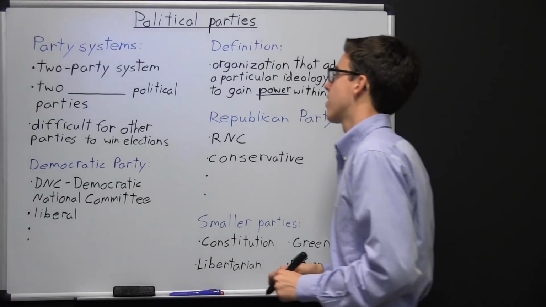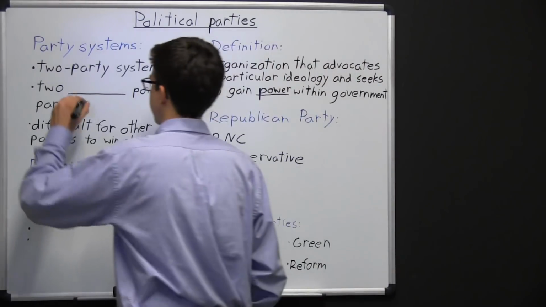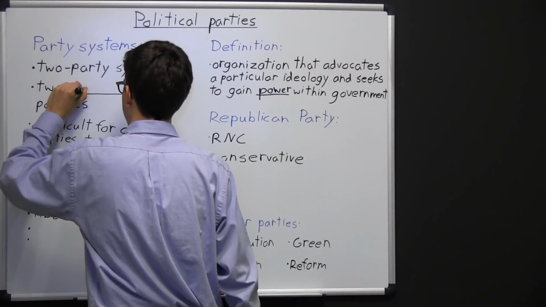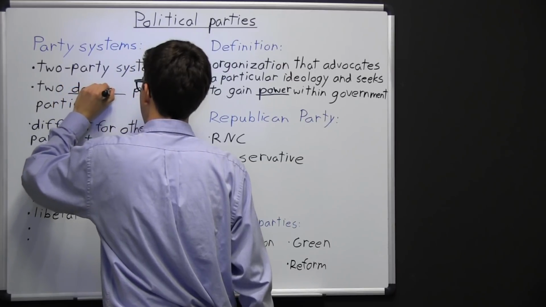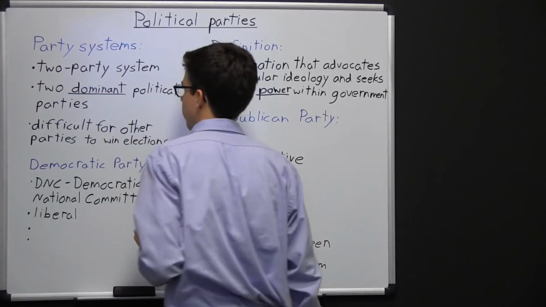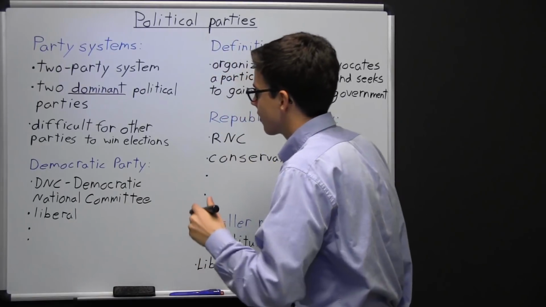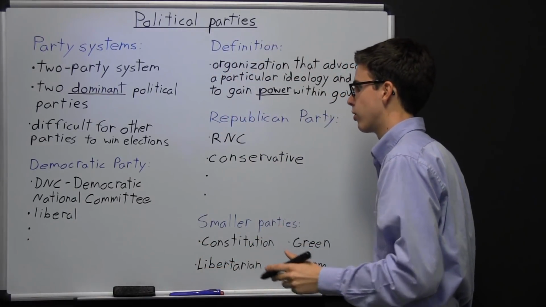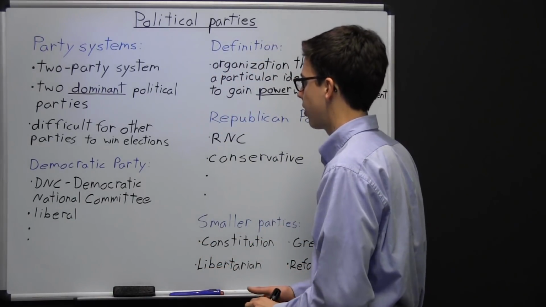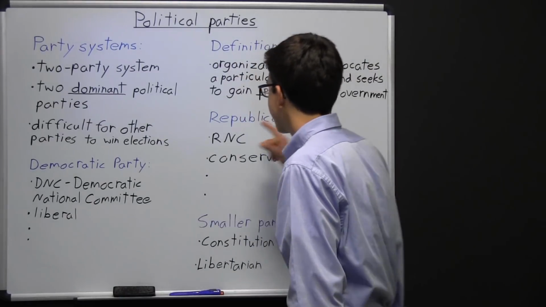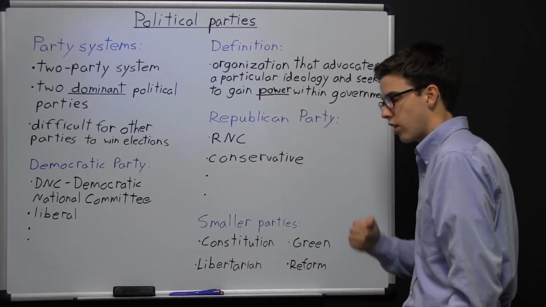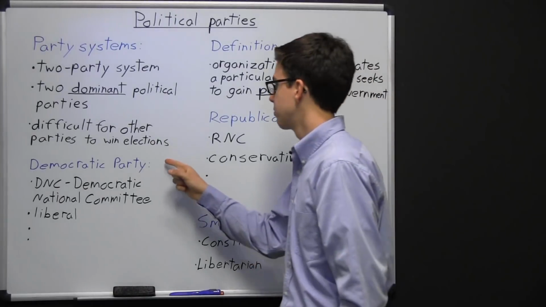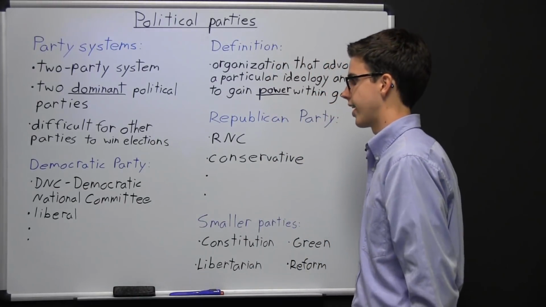Now, in the United States, we have what's known as a two-party system. This means that there are two dominant political parties. And this makes it difficult for other parties to win elections. So the two dominant parties in the U.S. are the Democratic Party and the Republican Party. So in almost every election, either a Democrat or a Republican will be elected.